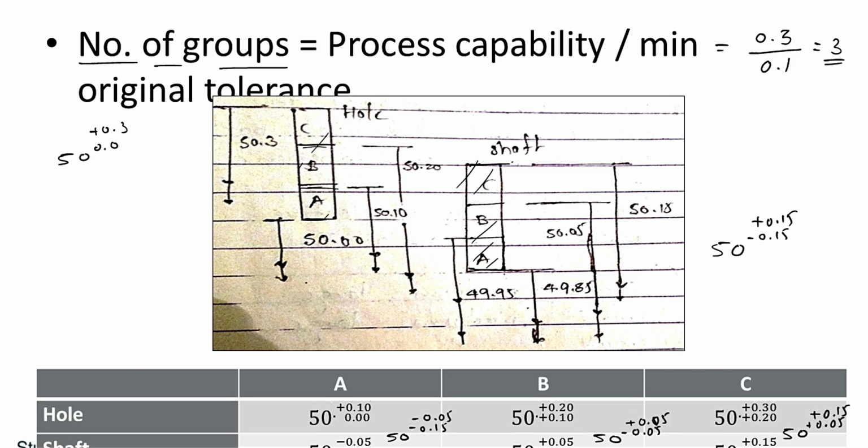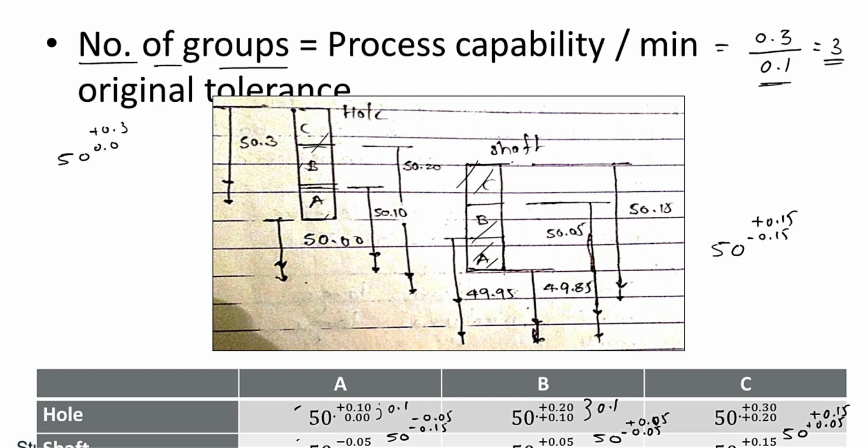If you check any component from group A, group B and group C, either shaft or hole, each component will have a tolerance of 0.1, which we originally wanted. And now what you have to do is simply pick any shaft or hole from a particular group and assemble. Like if I pick a shaft from group A, then I have to pick any hole from group A, and then I have to assemble it.